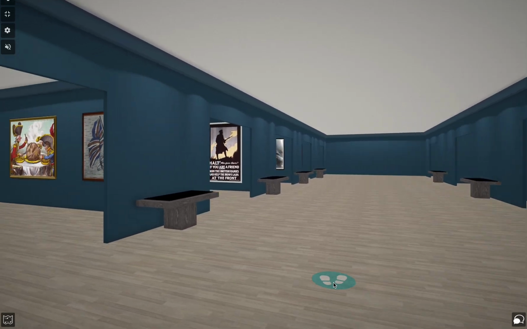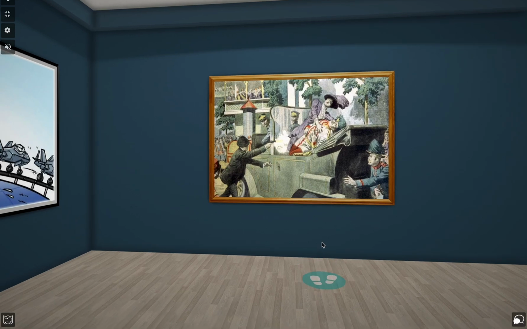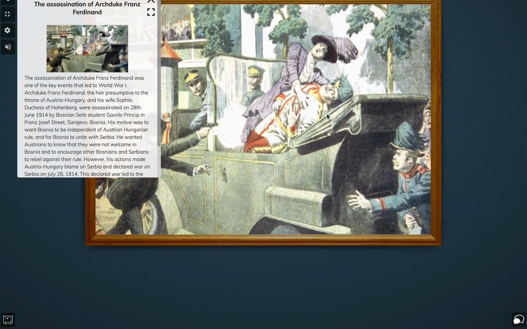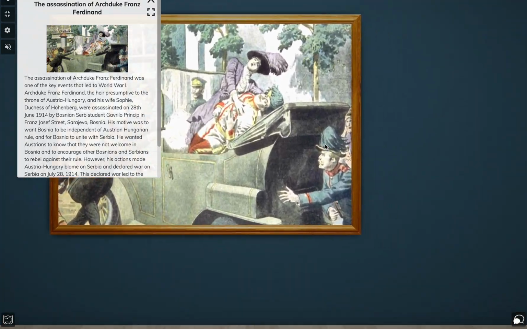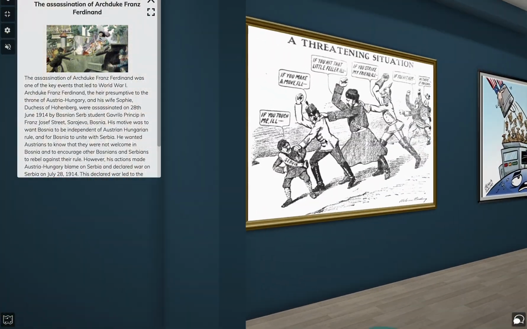Hello, this is my museum about World War One. The first room is about the cause of the war, the assassination. The assassination is basically about Ferdinand and his wife Sophia, who were assassinated on 28th June 1914 by a Bosnian Serb student called Princip, which led to World War One.